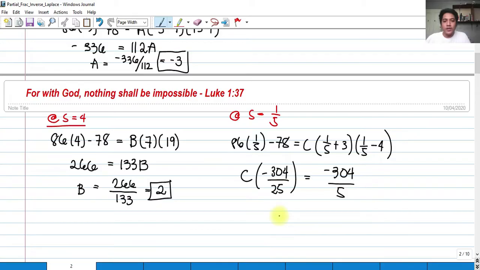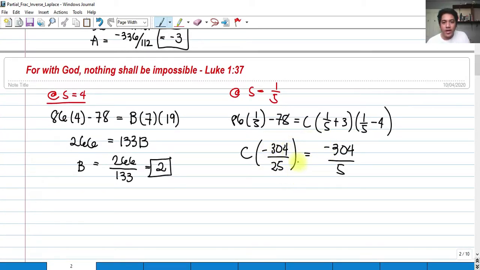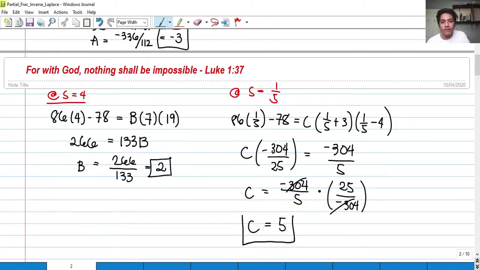If we calculate for C, we will divide both sides by negative 304 over 25. We have negative 304 over 5, and then we will get the reciprocal of this because we divided. I mean, this should be 304, not 305. So we have now 25 over negative 304. Oops, this is 5. Negative 304 over 5. I'm so sorry, my mistake. So this would cancel, and this would leave C equal to 25 over 5, which is actually 5.